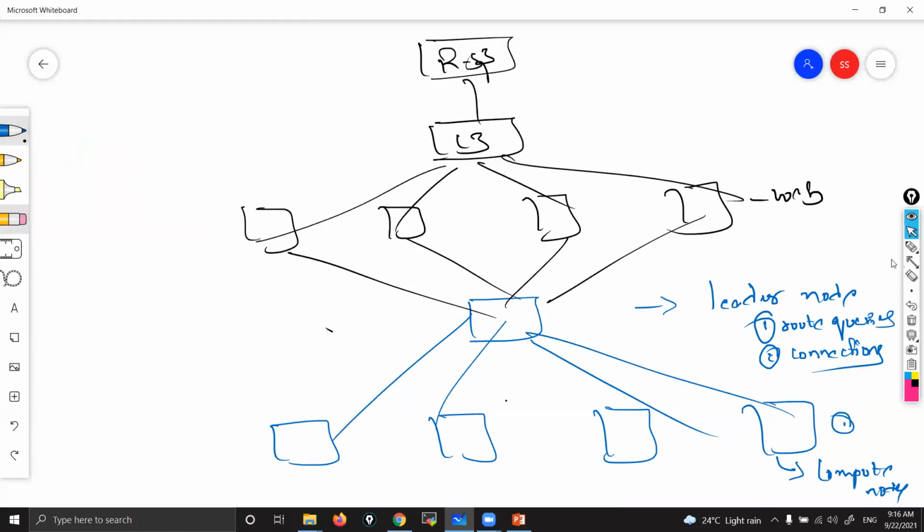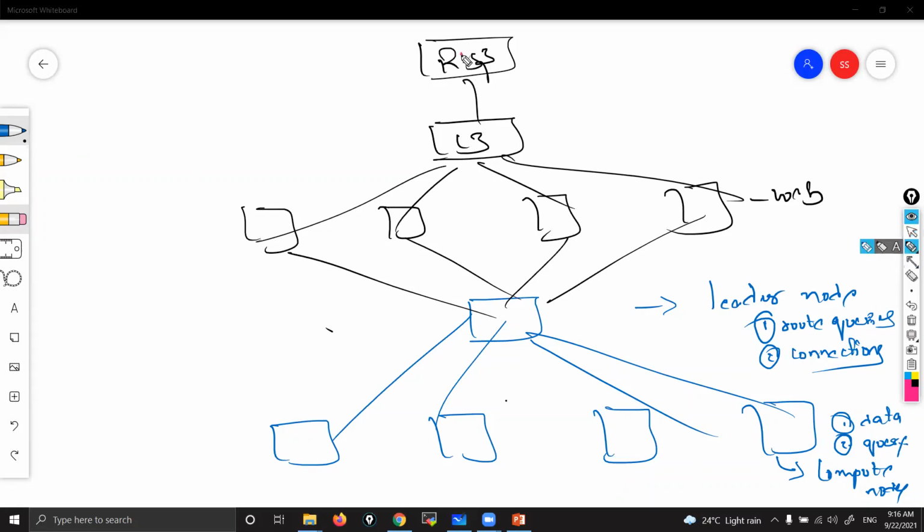The first purpose is to store data, where data actually will be stored, and where query operation will be performed. That means the leader node is routing that request to the compute node to store the data, where the actual data is. And the second purpose is where the query will be performed. Wherever data is there, only there the query operation will be performed. The leader node will route the query, but the actual query will be performed on the node wherever the data is.